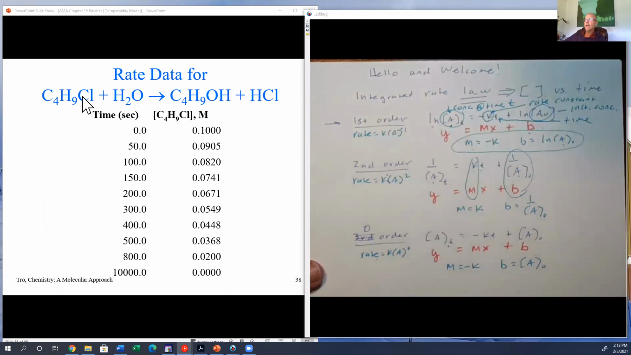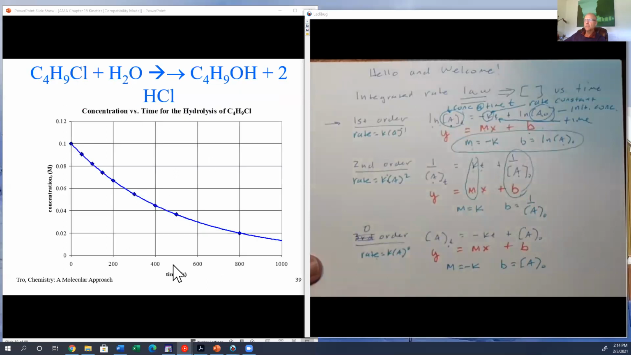So let's say we have this reaction. We do an experiment and we start a timer, and every 50 seconds or so, we take a measure of the concentration. Initially we start out with 0.1 molar of this reactant, and then it drops to 0.0905 and so on. So I have this data. Now, the first thing I want to ask myself is, what's the order of this reaction?